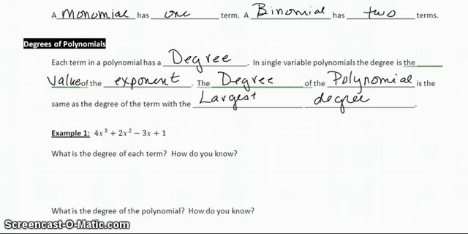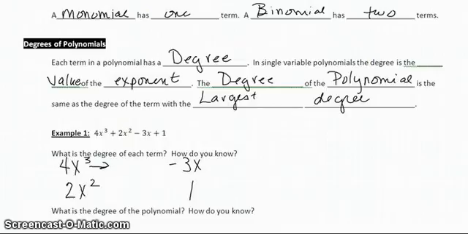Let's take a look at our example. 4x cubed plus 2x squared minus 3x plus 1. I ask you to tell me what is the degree of each term. Well, let's list our terms. I have 4x cubed, 2x squared, negative 3x, remembering that those negative signs are stuck to what's behind it like super glue, and 1, which is our constant.